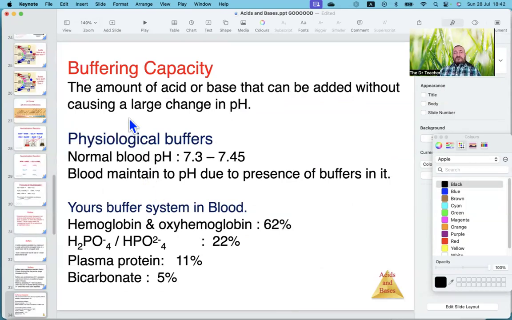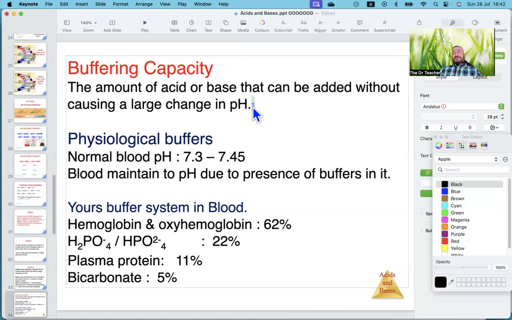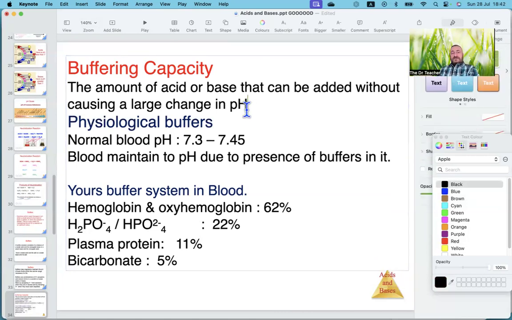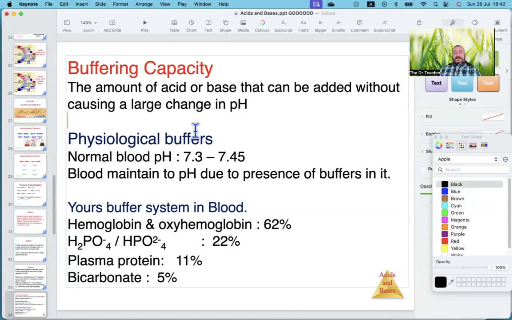Capacity of the buffer is the amount of acid or base that can be added without causing a large change in pH. We said a trace of acid or base can be added so it won't change much in the pH.